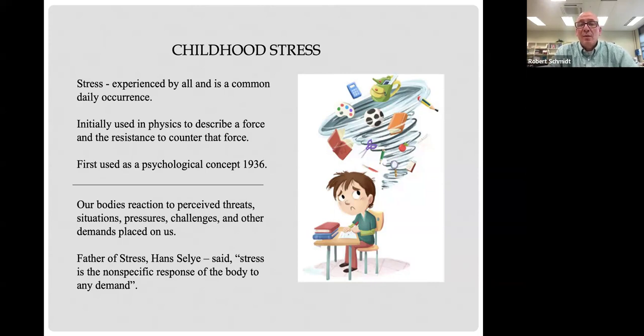in a different way. In other words, there's no universal stressor that affects each and every one of us the same way. So stress is the non-specific response of the body's reaction to that or any demand. And that's where it's good to be made aware of some of our limitations and our breaking points, because we all have them.